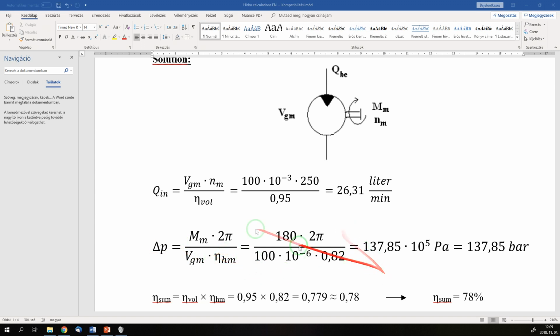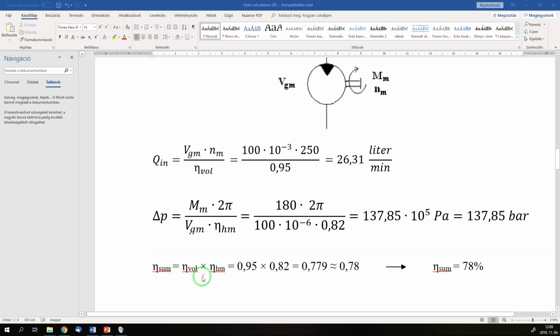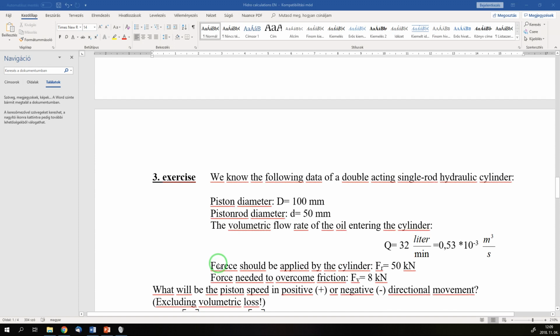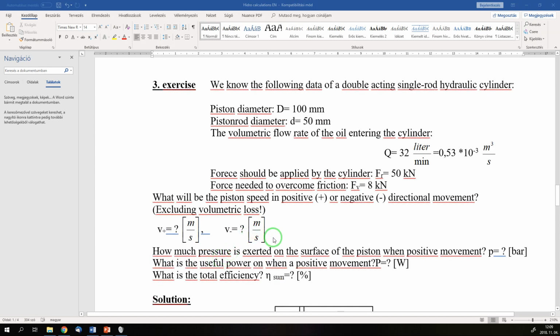Okay, so not combined. And the total efficiency of this motor is calculated by this simple multiplication of the two. The third exercise is a bit more difficult.